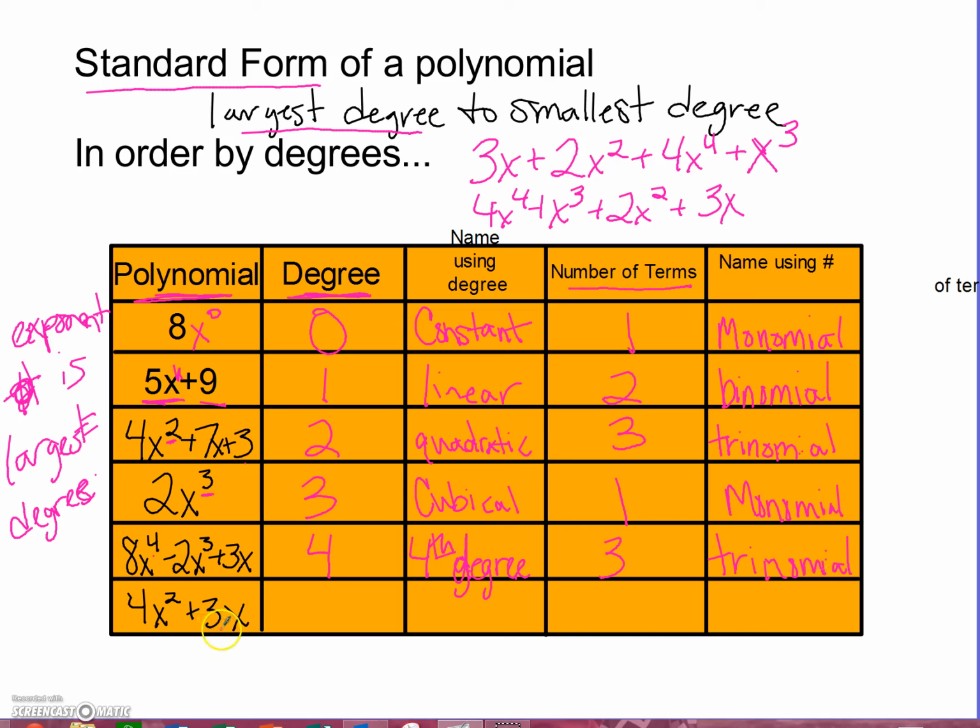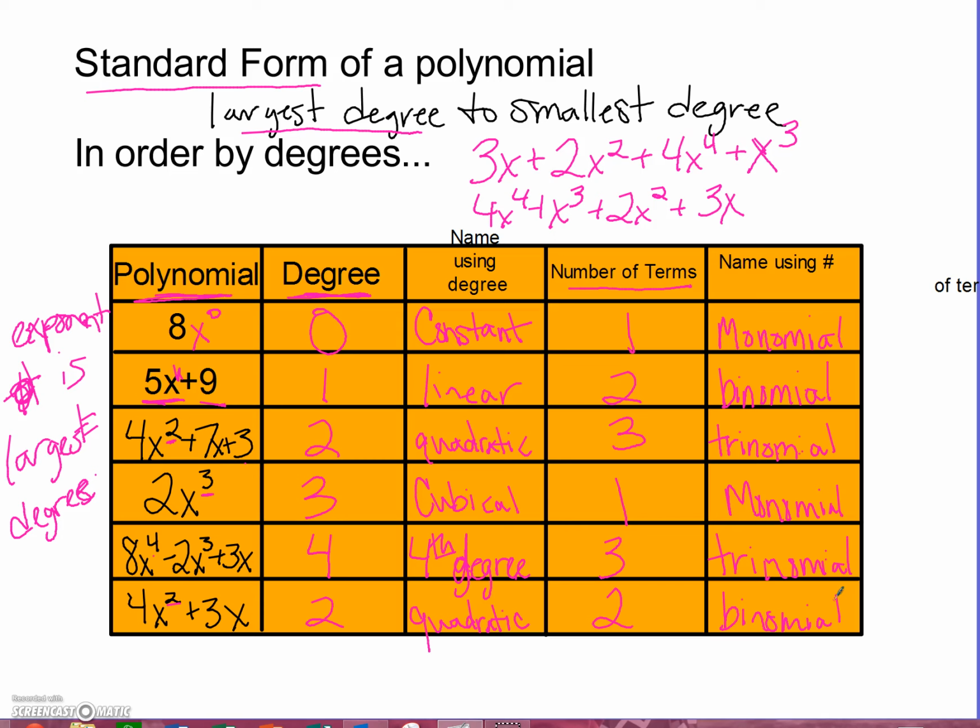This one, the highest number is 2. Remember, 2 means quadratic. And this will help you when you are, if I were to graph this, you would know what it should look like. How many terms? I have 2, so that is a binomial. Remember, a polynomial is anything that has more than 3. Sometimes it can have less than 3.